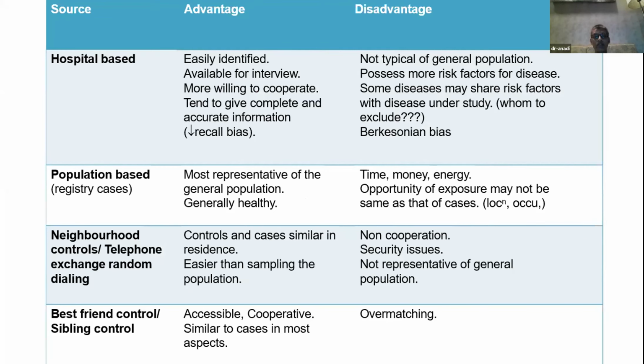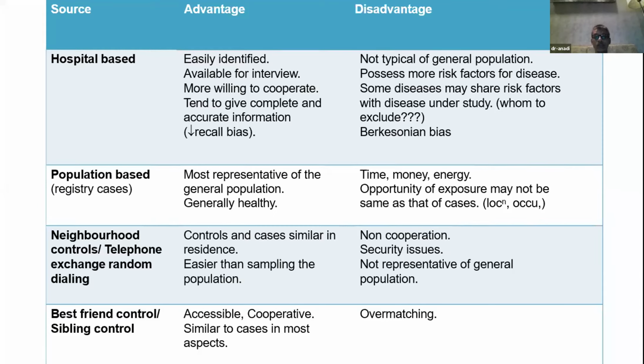So, advantages and disadvantages of hospital-based sources. Advantages: easily identified, available for interview, more willing to cooperate, and tend to give complete and accurate information. Recall bias is decreased. Disadvantage: not typical of the general population, and they have more risk factors for disease. So with one hospital case and one hospital control, that hospital control may have some other disease, so that was a risk factor for other disease. Some diseases may share risk factors with the disease under study, so whom to exclude? That may be what we call Berksonian bias.